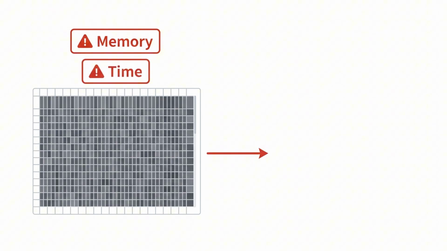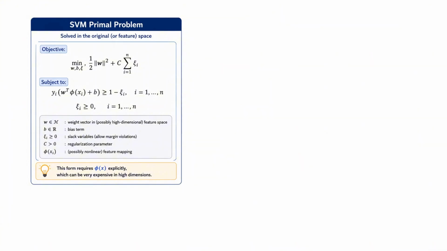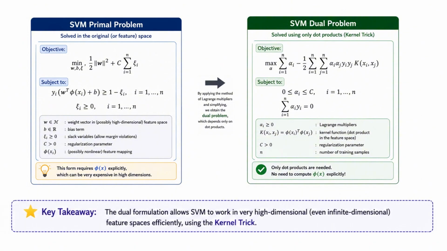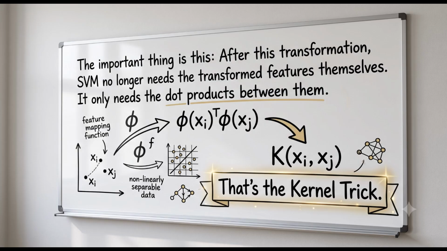Fortunately, support vector machines have a beautiful mathematical shortcut. This shortcut is known as the kernel trick. Earlier in this video, we introduced the SVM optimization problem in its primal form. Solving that problem directly would require us to explicitly compute all of those transformed features. Instead, SVM converts the optimization problem into another mathematically equivalent form called the dual optimization problem. We won't cover that derivation here, because it involves Lagrange multipliers and constrained optimization. The important thing is this. After this transformation, SVM no longer needs the transformed features themselves. It only needs the dot products between them.